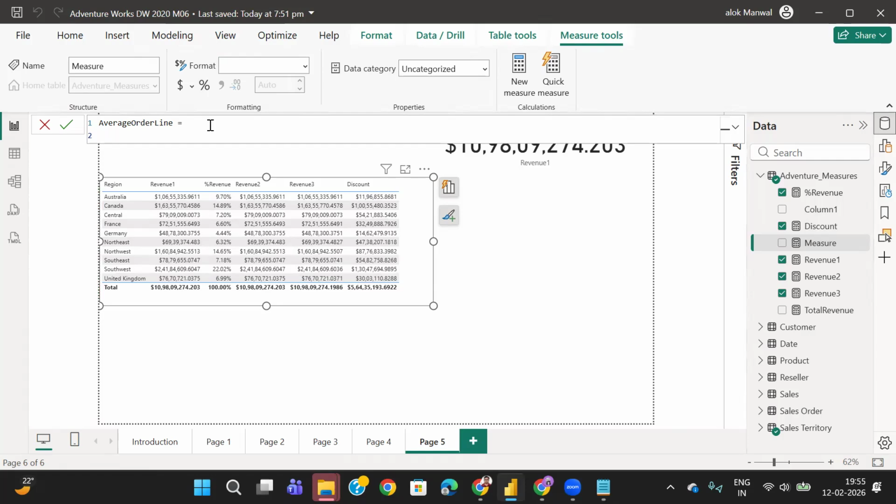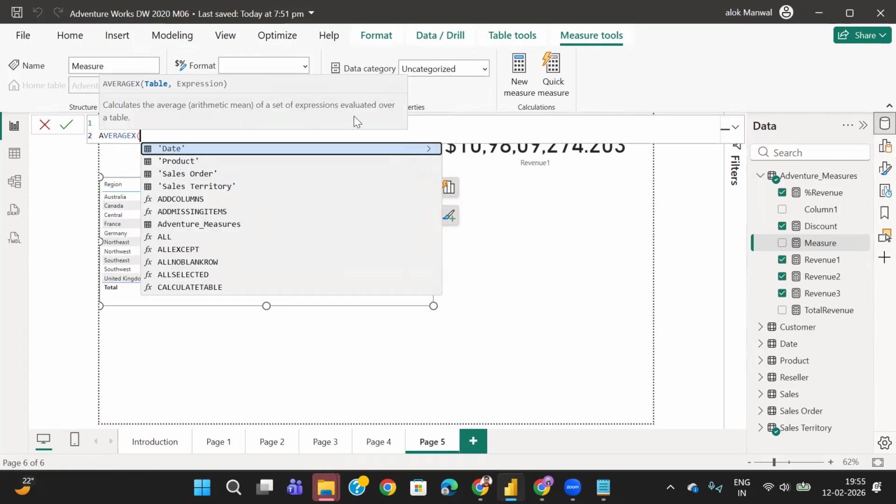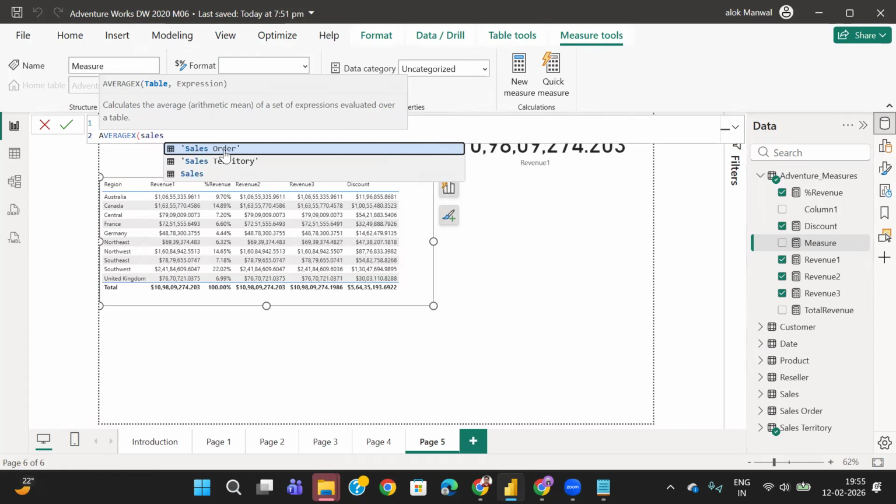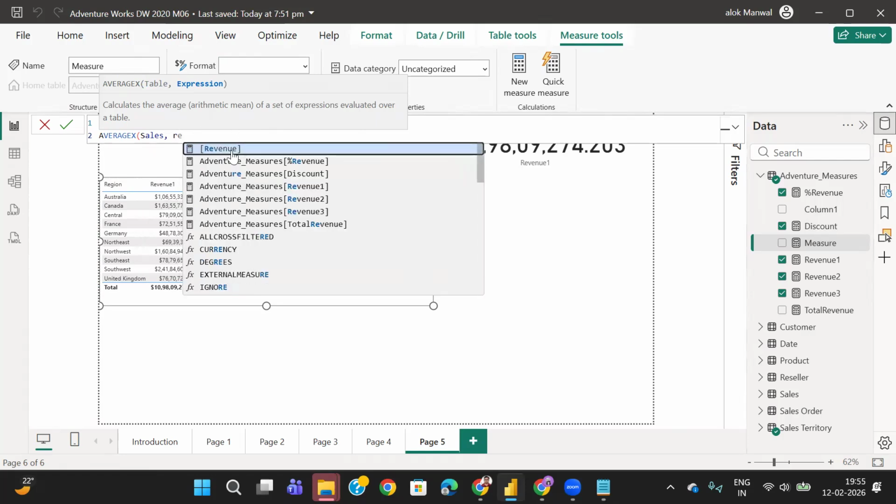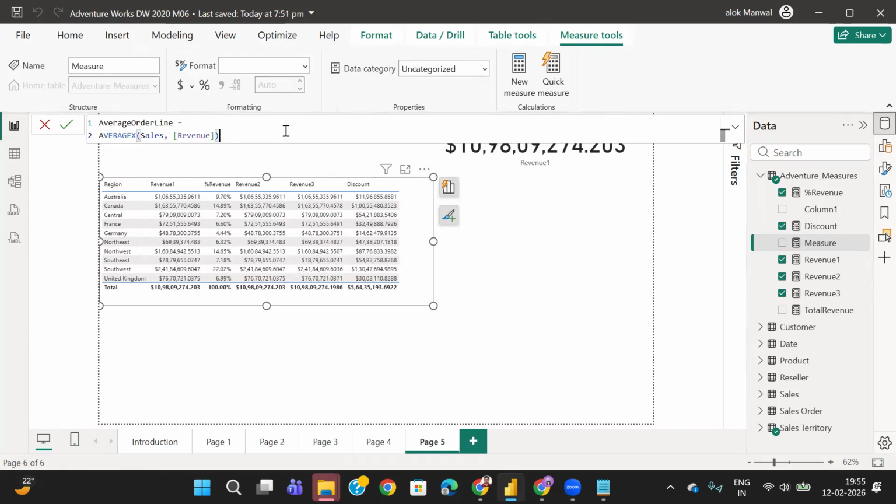Average X, and what is the table? It's a sales table. Okay, one second. Sales table. And what I have to do is write the expression for revenue. I have to do it with revenue. Okay, so I'm just putting it here.